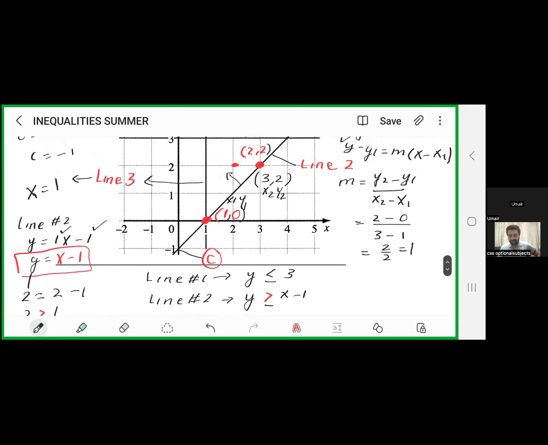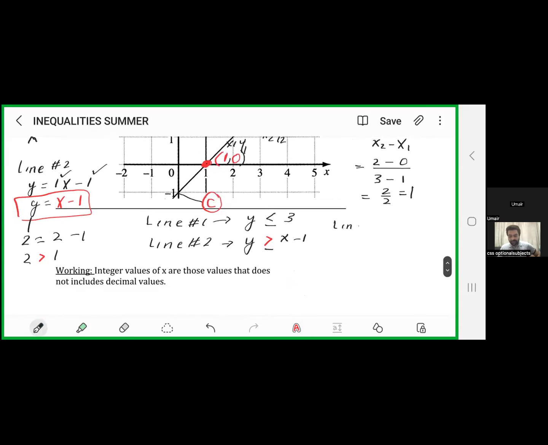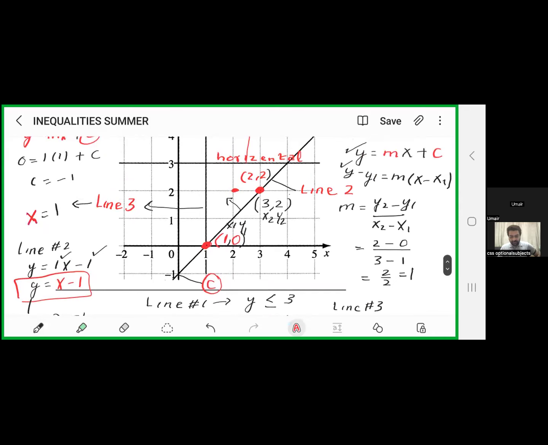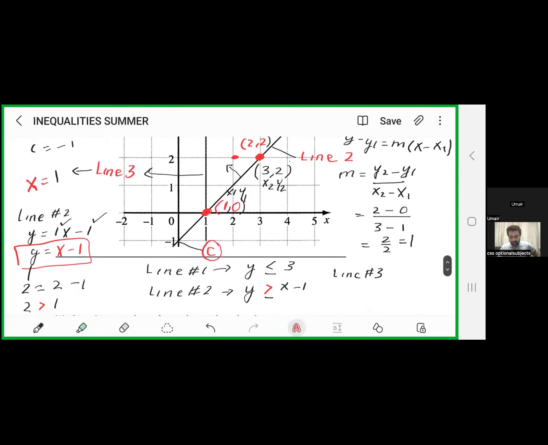The last one is line number 3. Line number 3 is the vertical line, and the equation of line number 3 is x equal to 1. However, the region is on the right side of this line, and on the right side, the x value is increasing. So x will be greater than 1 in this region. You can see here x is 2, here x is 3. So for line number 3, the inequality is x is greater than or equal to 1, and because this is a solid line, you have to use the equal to mark. So these are the 3 inequalities, 1, 2, 3 for this region.